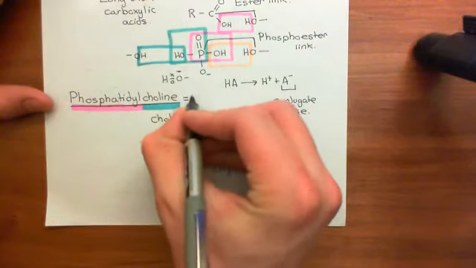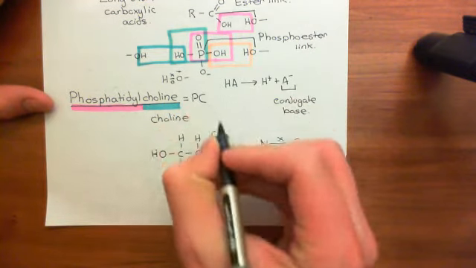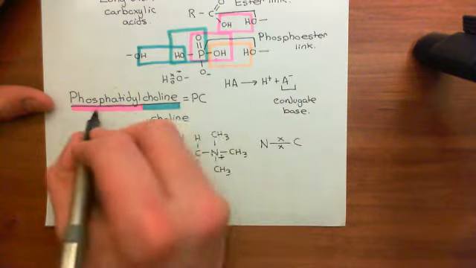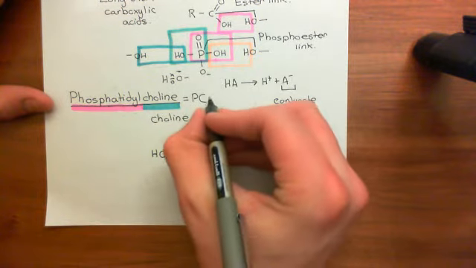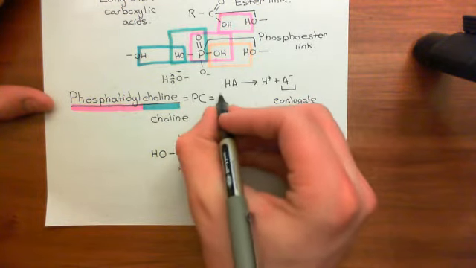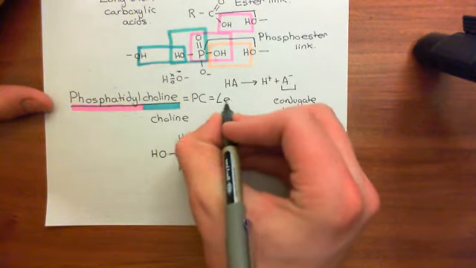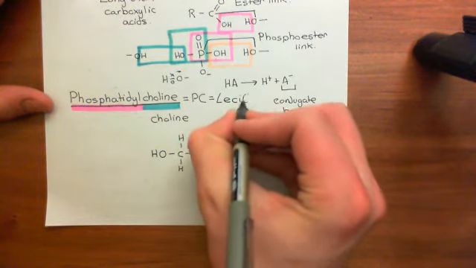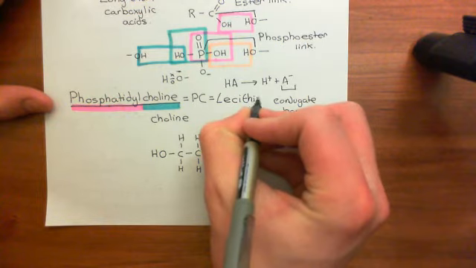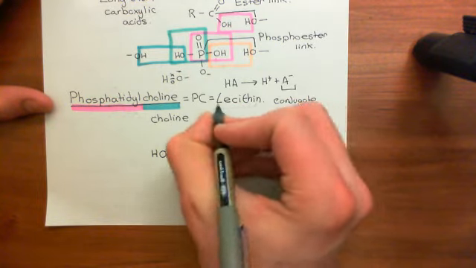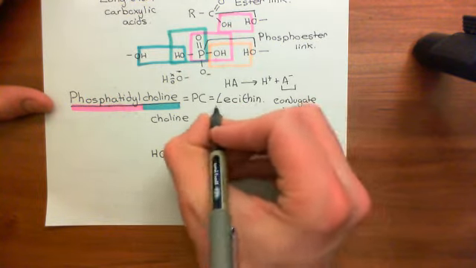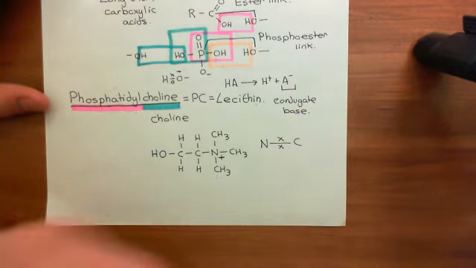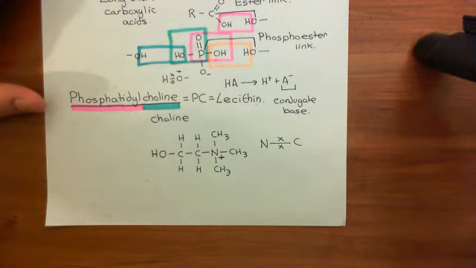Now, phosphatidylcholine is often abbreviated to PC for short. P for phosphatidyl and C for choline, and it's also got an old name, okay, so I should mention this old name. It's also called lecithin, and if you do study lipid metabolism, this name will pop up all over the place, lecithin. Okay, so you should know what that means. It just means phosphatidylcholine, phosphatidic acid linked via a phosphester link to a choline molecule.